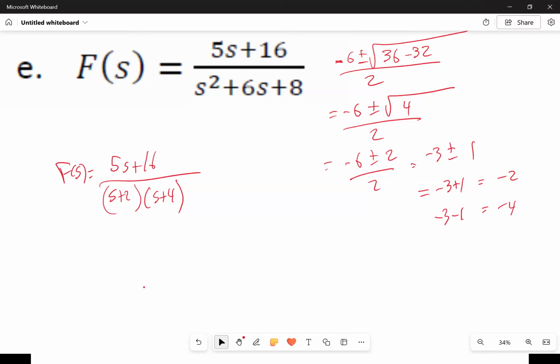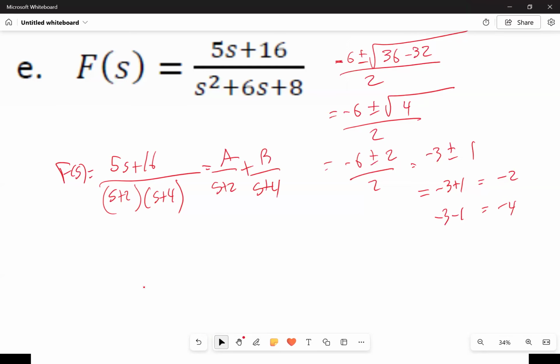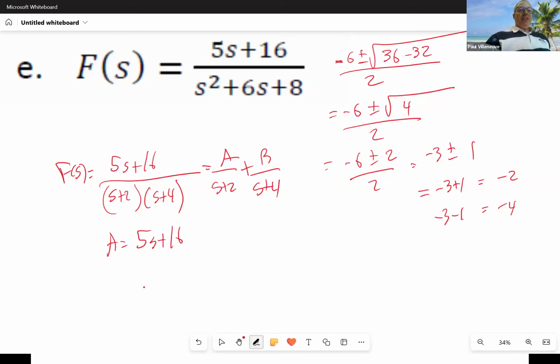So, PFE. Pardon? PFE. PFE, yes, very good. A over s plus 2 plus b over s plus 4. Now, do you want me to write it the long way to solve for a and b, or do you want me to do it the efficient way? I like the efficient way. Yeah, I did the elimination method too. Okay. So a is going to be equal to 5s plus 16 all over s plus 4, evaluated at s equals -2.